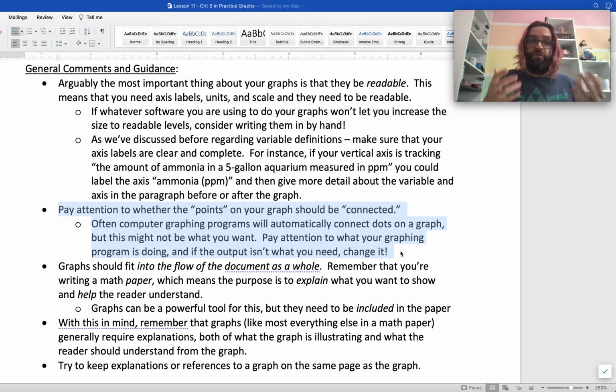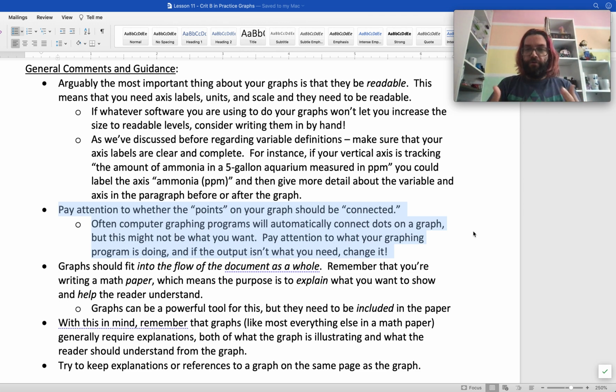Or maybe we've got a bunch of points and we don't really want to see the points as much. We want to see the curve that fits them. You need to pay attention to what you want your graph to communicate and whether you want points or whether you want connected, whether you want to see the points or whether you want to see the best fit curve. So pay attention to what your graphing program is doing, and if the output isn't giving you what you want, change that output.